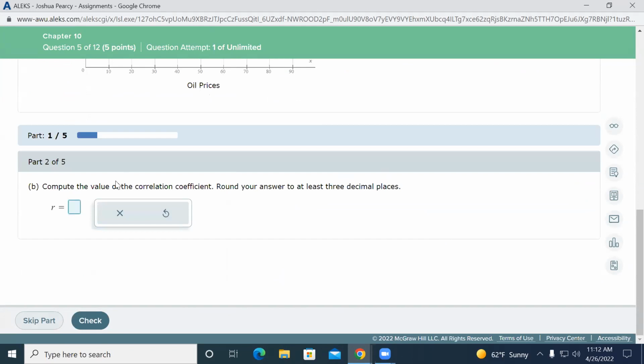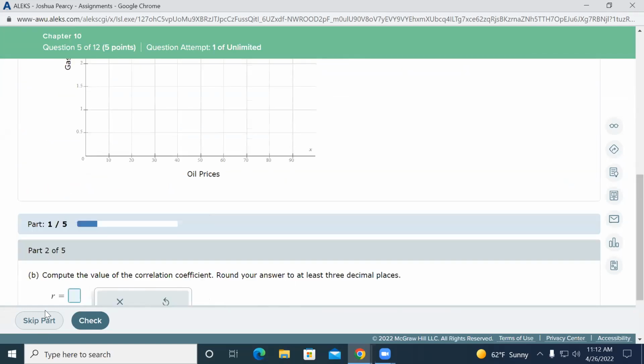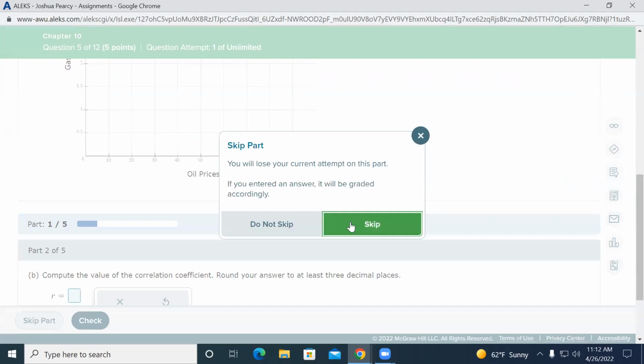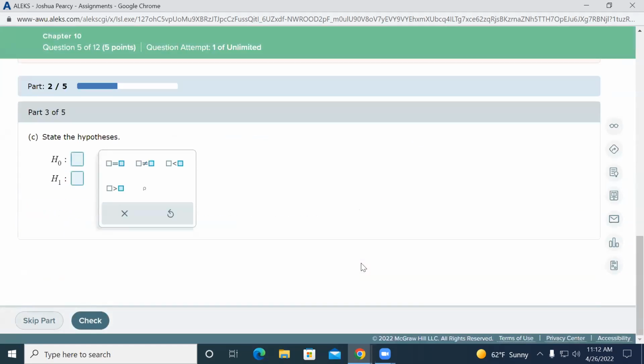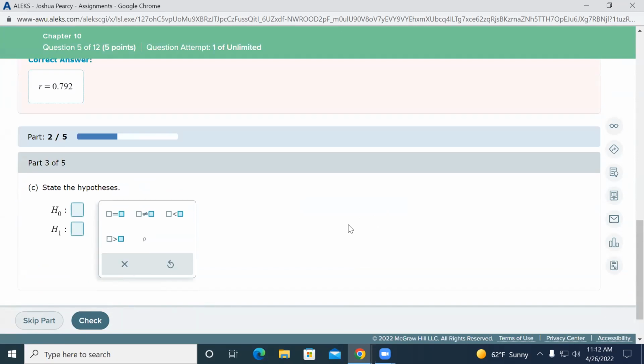Then it says compute the value of r. How do you do that? One easy way is to plug it in a calculator. Then once you have the value of r, I'm going to skip it because it'll tell me what it is. Then it says state the hypothesis. What is the hypothesis for the test? The two will always be the same.